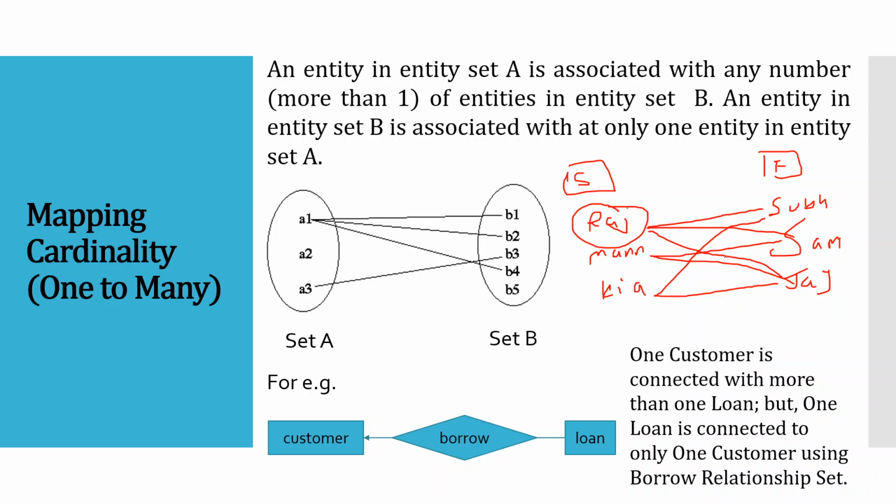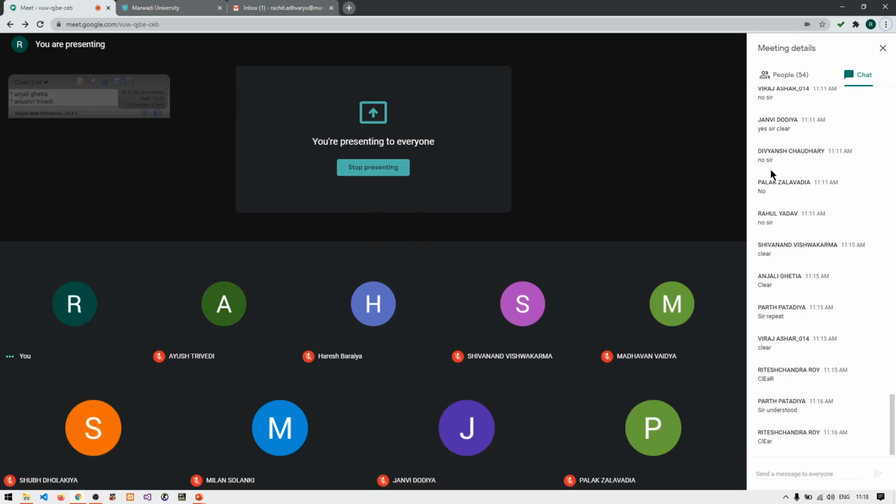So what does this mean? One entity of one entity set is connected to more than one entity of the other set. So one student is connected to more than one faculty. Clear everyone? What do you mean by mapping cardinality one to many? Any repetition required here?